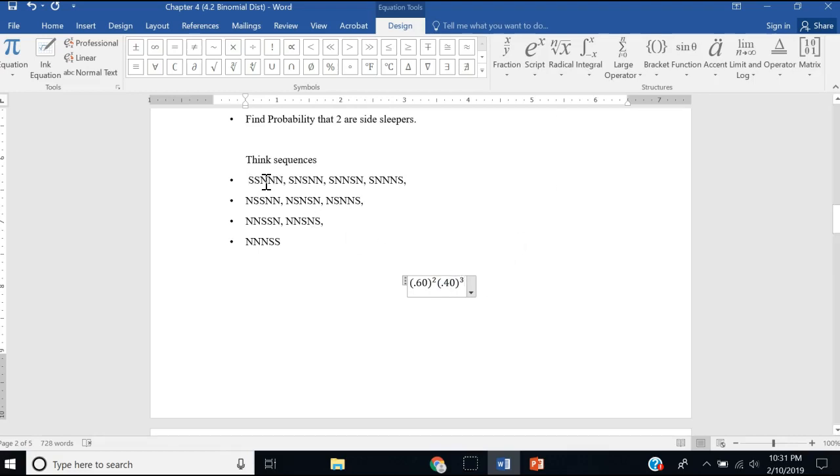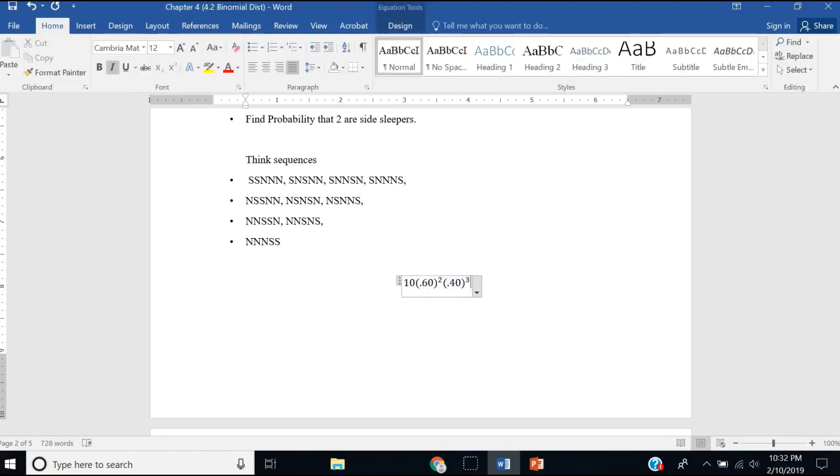Now, in any of these sequences, we're going to have exactly that probability. Again, we're getting 2 S's, so a 60% twice, and then 3 N's, so 40% 3 times. So each one of these 10 sequences is going to have that probability. So since we have 10 of them, we would just multiply by 10. So we take 10 times 0.60 twice times 0.40 3 times. And by the way, I'm multiplying that because we are independent. So when we have independent events, we know we can just multiply. And all of a sudden we get 0.2304.